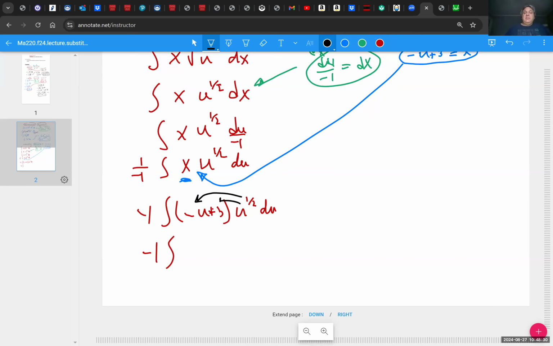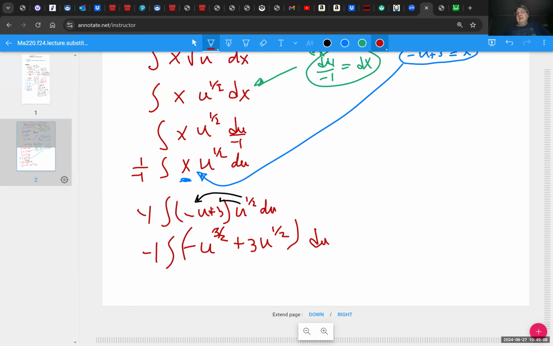If I have something on the outside, multiplied by parentheses with one or more things added together, I can distribute. So this is u to the first power times u to the 1/2. If the powers have the same base, I can add the exponents. So I get negative u, pen is failing me a little bit, negative u to the 1 plus 1/2 is 3/2. And then I get plus 3. Well, that's just 3u to the 1/2 because 3 times that thing is just that thing. And then I get a du.